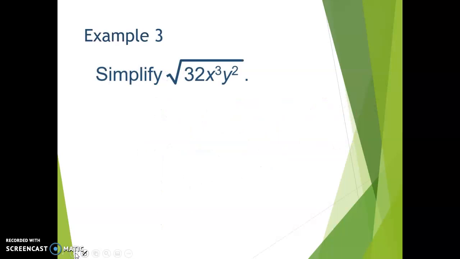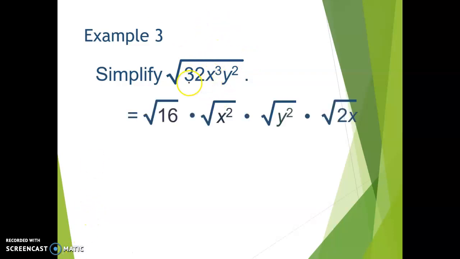All right, try this one. The steps are the same. Don't let the letters throw you. Let's go ahead and do prime factorization. The prime factorization of 32 is 2 times 16. 16 is 4 times 4. And 4 times 4 is 2 times 2 times 2 times 2. So 2 times 2 times 2 times 2 times 2, 5 2s, times x times x times x times y times y. Okay, I've got 3 x's and 2 y's.